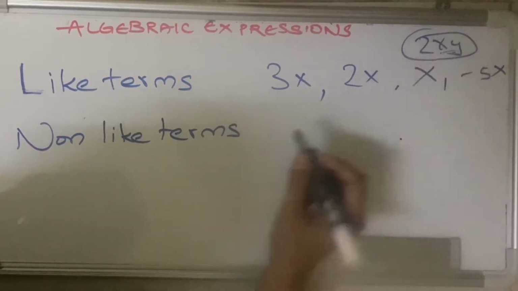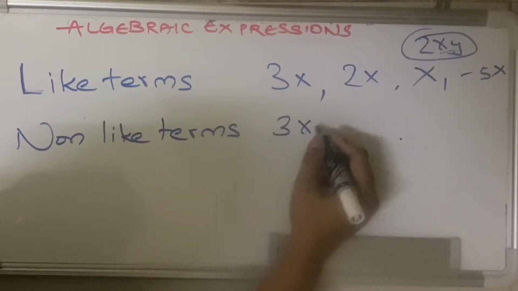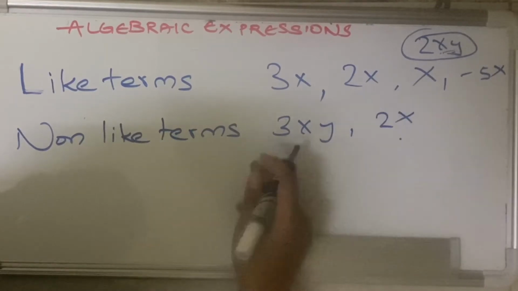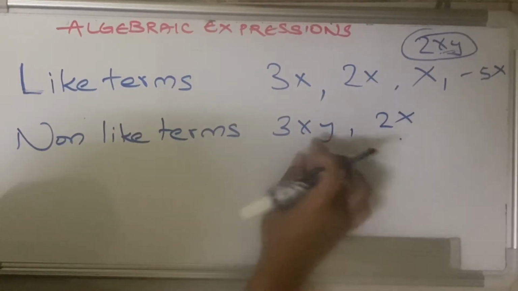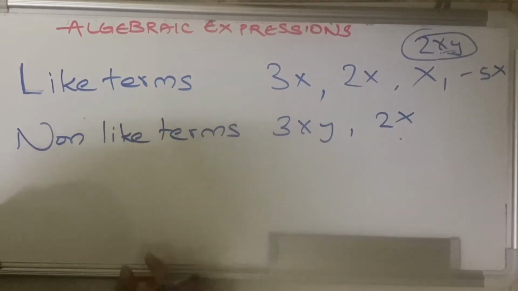These are called non-like terms. Like if you have 3xy and 2x, this is an example of non-like terms because both of the terms have different variables in them. Clear?